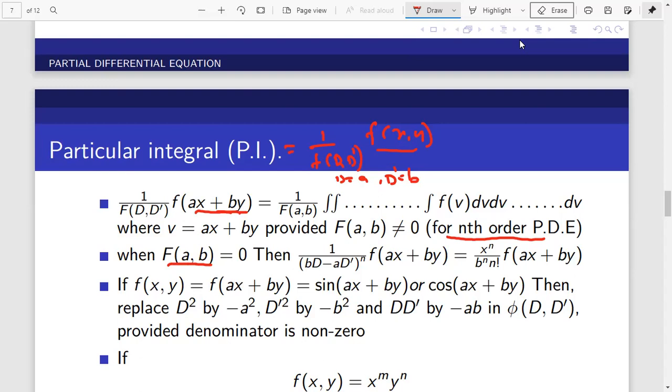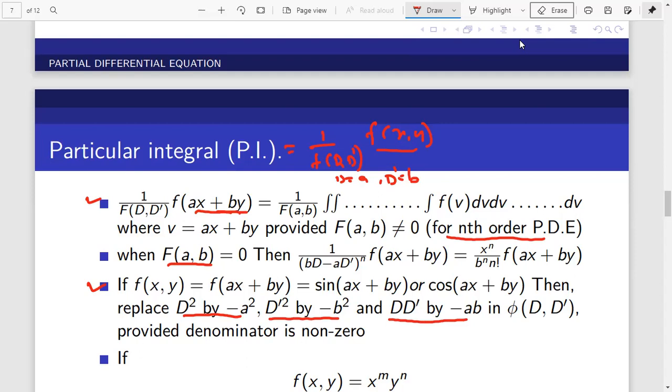Suppose the right hand side is particularly sin of ax plus by or cos of ax plus by, then we have a separate procedure, and you can also use this procedure. Both will give the same answer, because this is also of the form ax plus by. In that procedure, wherever D square, you should replace by minus a square. Wherever D dash square, you replace by minus b square. And wherever DD dash, you replace by minus ab. What are a and b? Let's say a is the coefficient of x, and b is the coefficient of y.